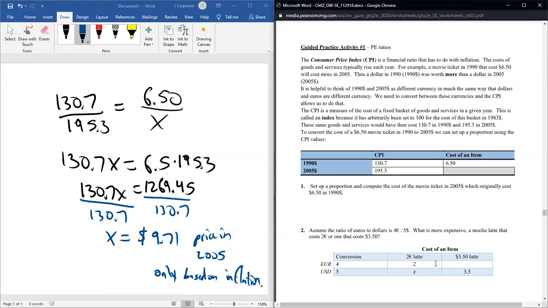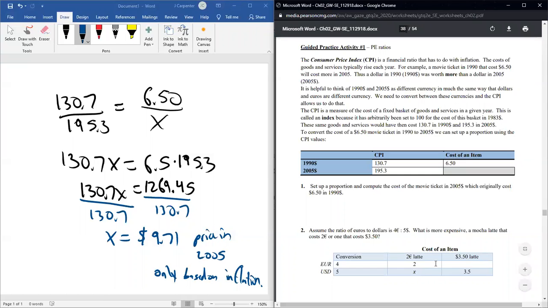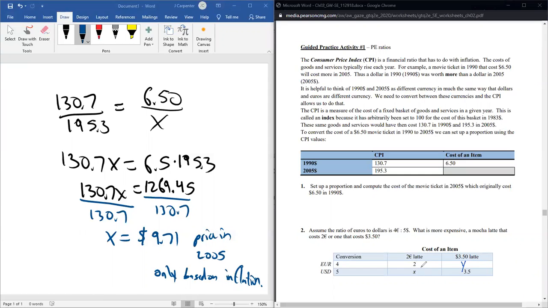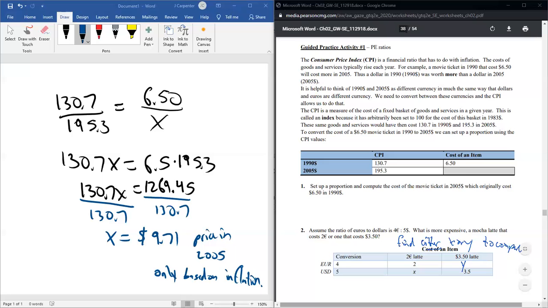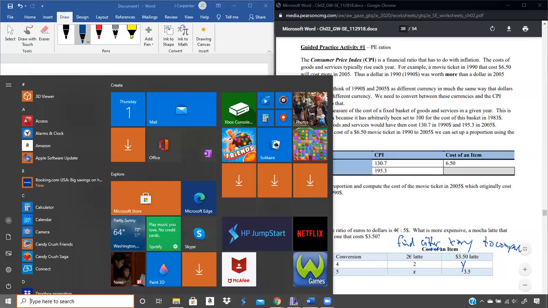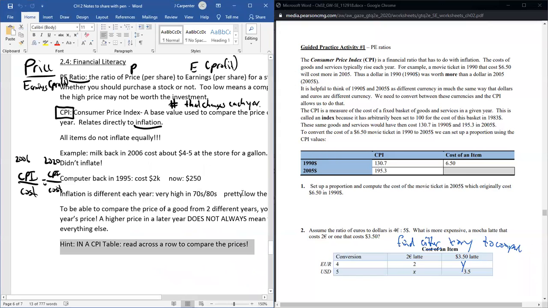So the thing that we want to know is, they put the X here, but honestly, I'm going to write a Y here. Finding either X or Y gives you a way to compare. That's the note I gave earlier. Let me pull it up. All you have to do is just read across a row. I even have it currently highlighted. In a CPI table, you just read across a row to compare the prices.